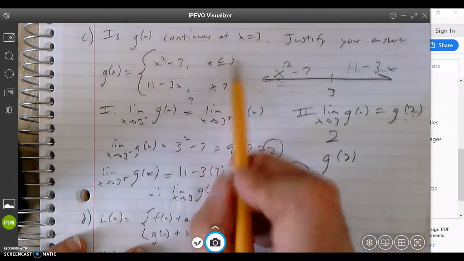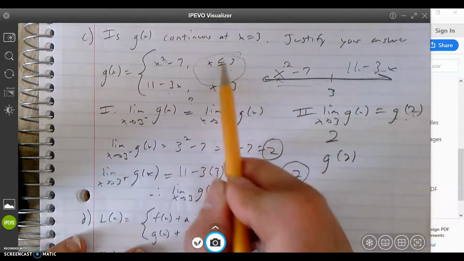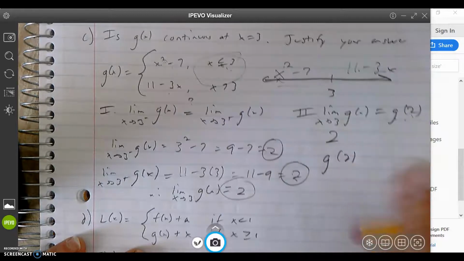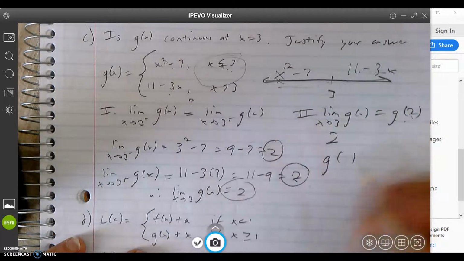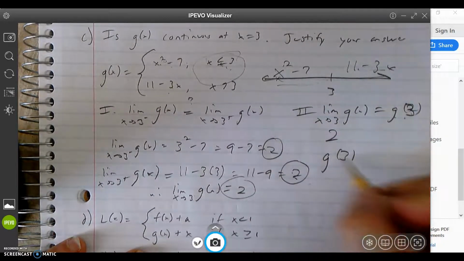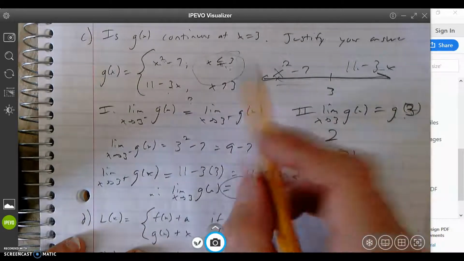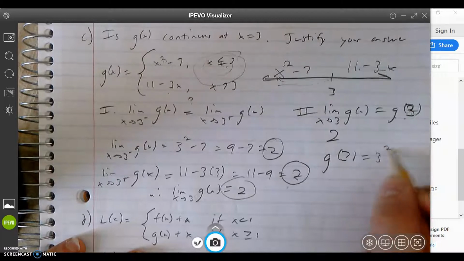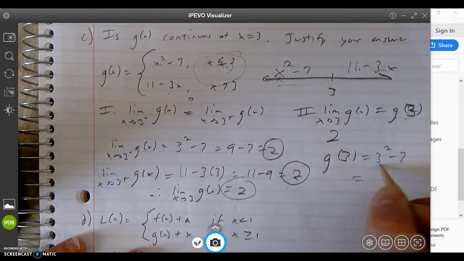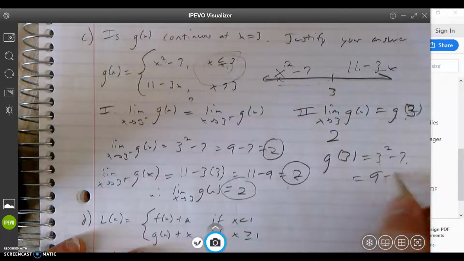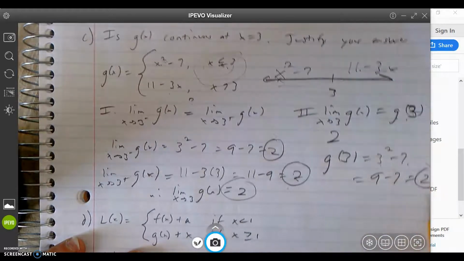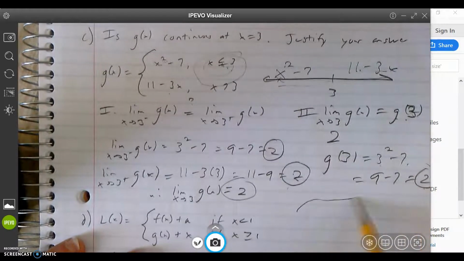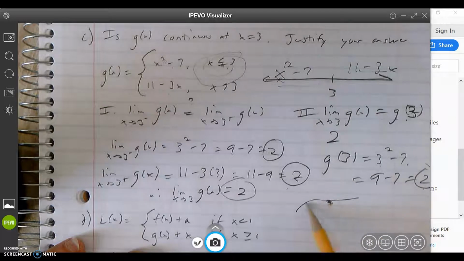Oh, sorry, g of 3, my bad. X is 3. So g of 3 is 3 squared minus 7. I know we've already done that, but you have to do it to show your work. 9 minus 7 is 2. Bam. So the point is 2, and the limit is 2.